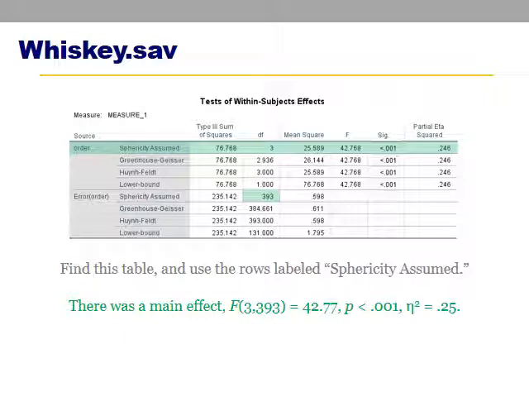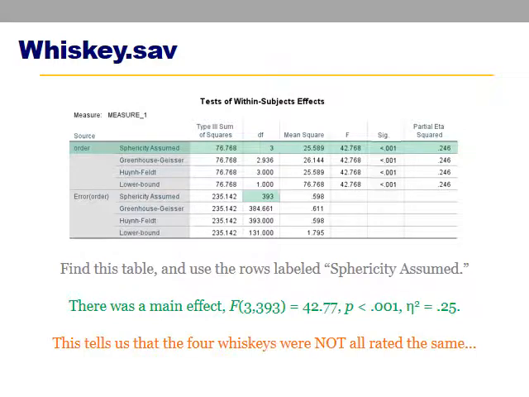So what we know at this point is that when people tasted 4 whiskeys, they did not rate all 4 whiskeys as the same, as equally good. Instead, it appears that order did have some effect on their ratings. But we don't yet know which whiskeys people tended to rate more favorably than others. We can also look at the effect size here, partial eta squared, equal to 0.25, which indicates a strong effect using the guidelines that we talked about last week.